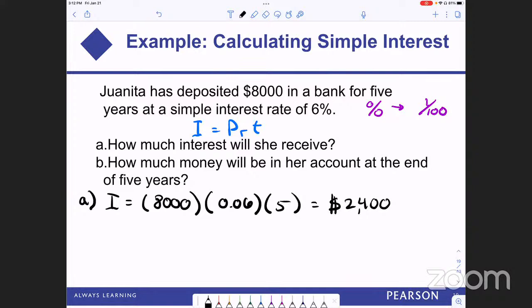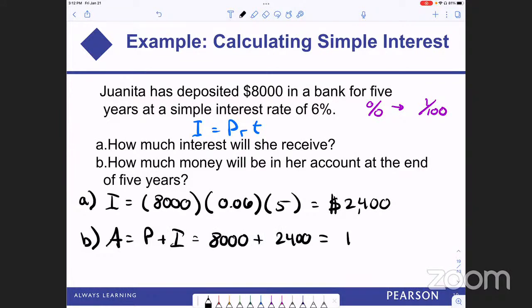Okay. So then if she started with 8,000, for part B, her final amount is going to be her principal plus the interest. So that's going to be the 8,000 plus the 2,400. It's going to be 10,400.